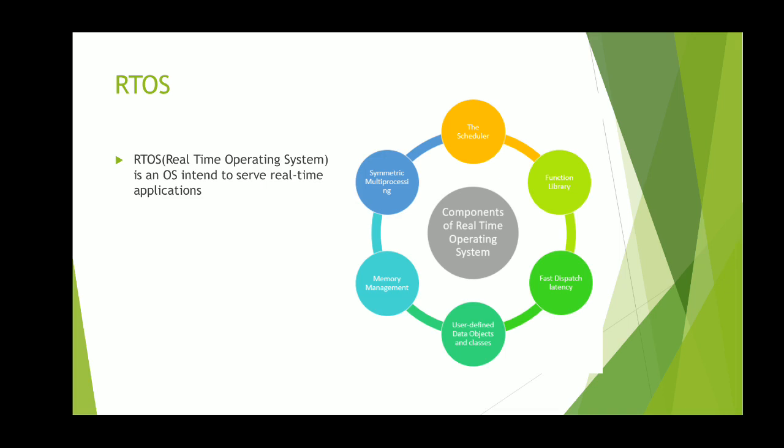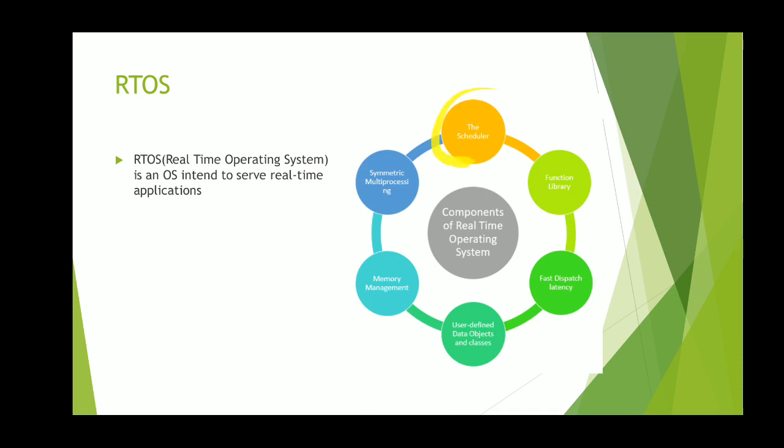Now we are moving on to a particular type or particular classification of the operating system, which is called a real-time operating system, and it is used to serve real-time applications, and it is mainly used in embedded environments. And these are the components which we can see in a real-time operating system.